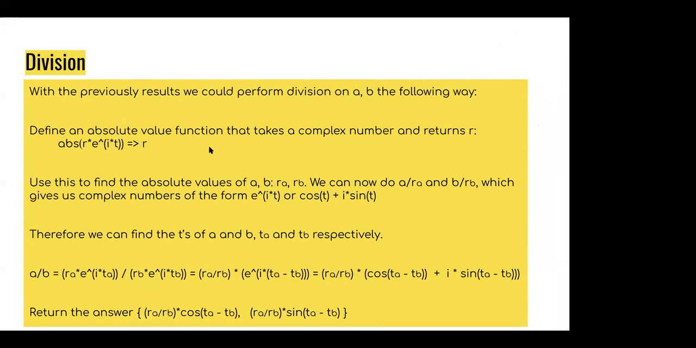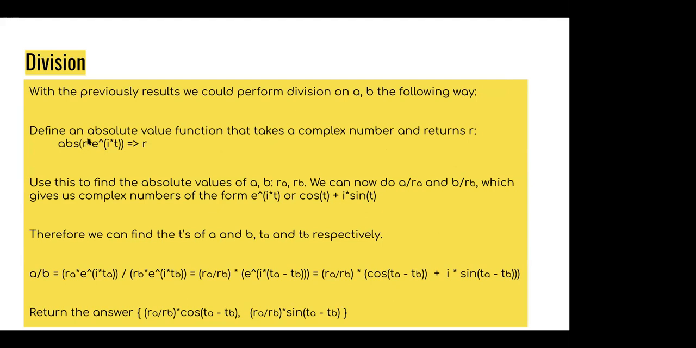So one way of doing it, and this isn't actually the way I ended up doing it, but I thought I'd go through it anyway, because it's in some sense the most obvious way. First of all, you would define an absolute value function that takes a complex number and returns R. So here I've got the complex number. Like I said, a complex number is always parameterized by these two real numbers.